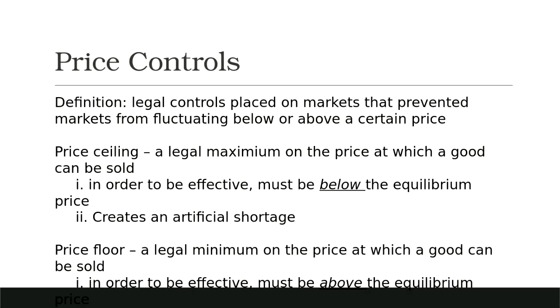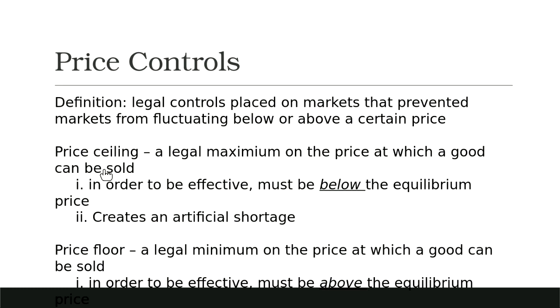First off, we have price controls, and let me get my pointer up here. In this chapter, we're really talking about price controls, which are government policies that are legal controls placed on markets that prevent prices from fluctuating below or above certain levels. The concept is that the government doesn't want the market to be in equilibrium intentionally, or they don't like the equilibrium outcome. You might be like, well, why is that? We'll talk about later why that might be the case.